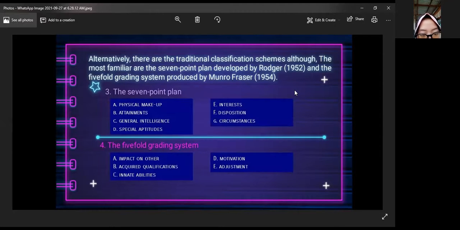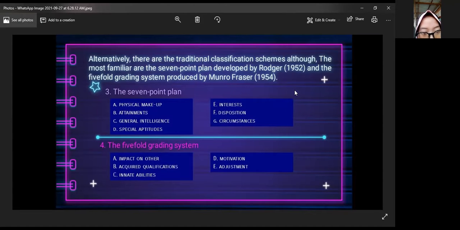Alternatively, there are the traditional classification schemes, although the most familiar are the seven-point plan developed by Rodger in 1952 and the five-fold grading system produced by Munro Fraser in 1954. And the seven-point plan covers A, physical makeup, such as health, physical appearance, hearing, and speech.